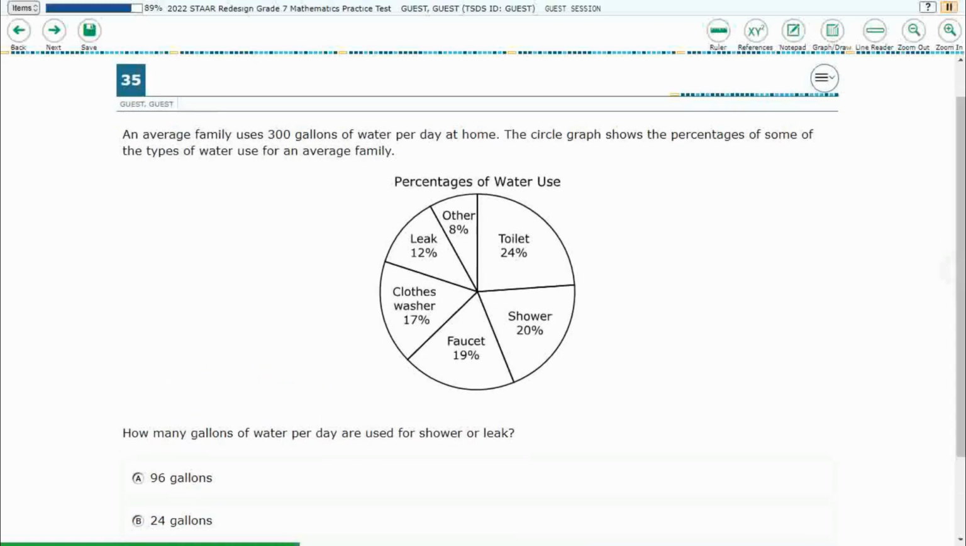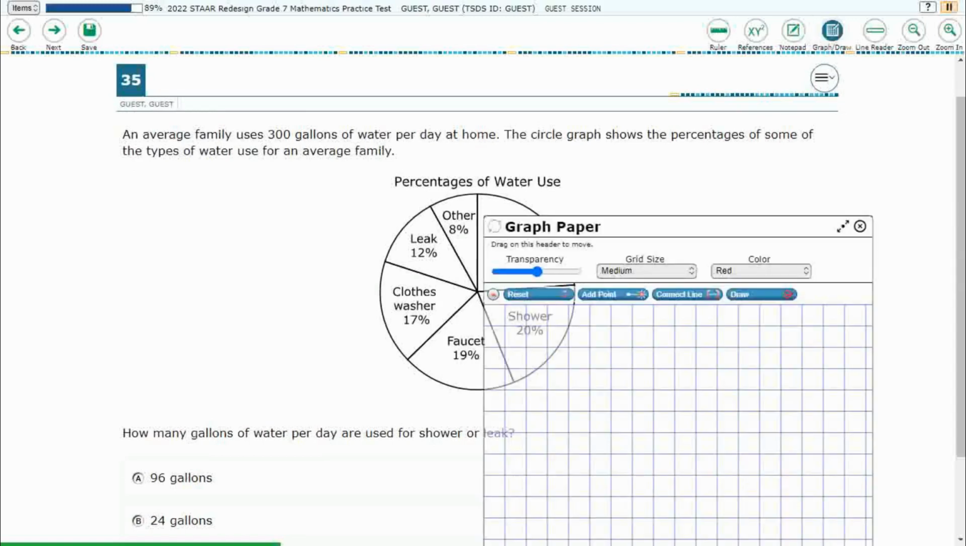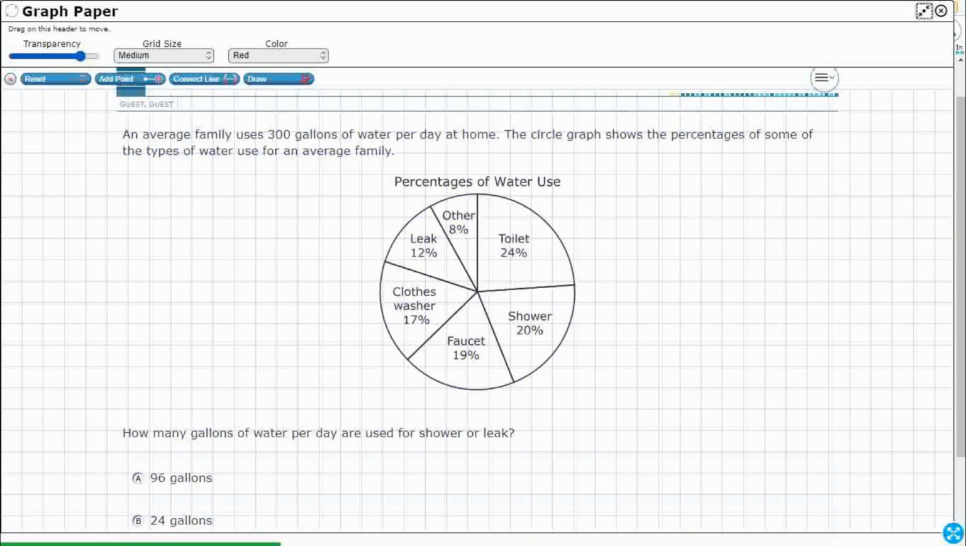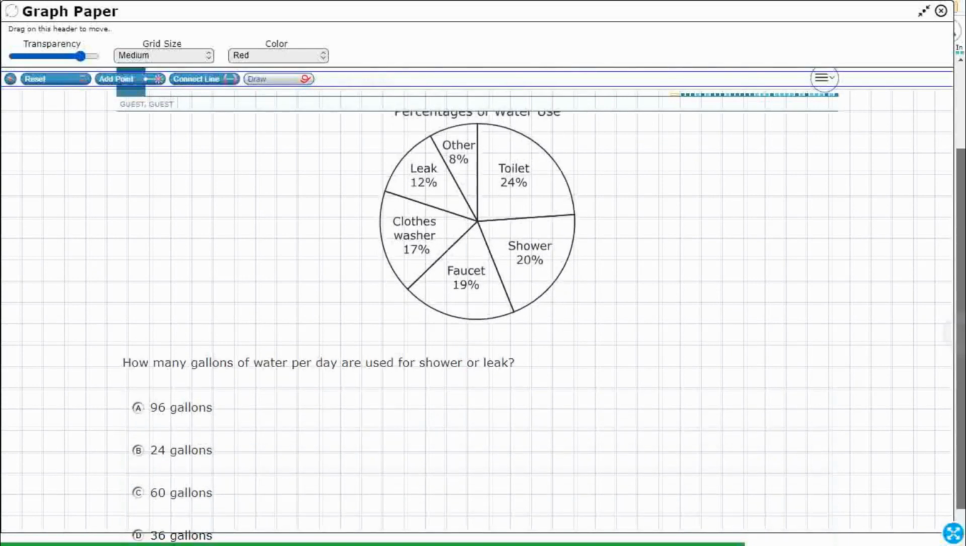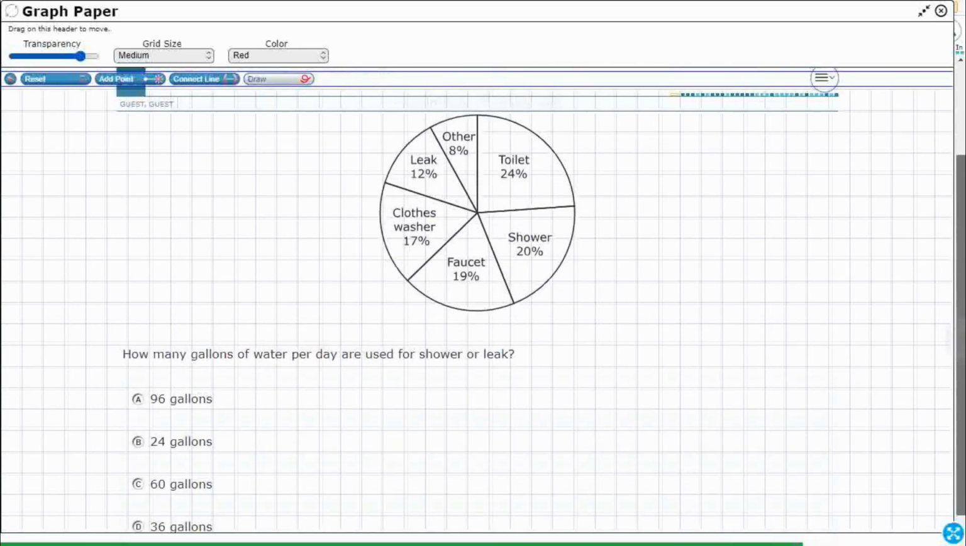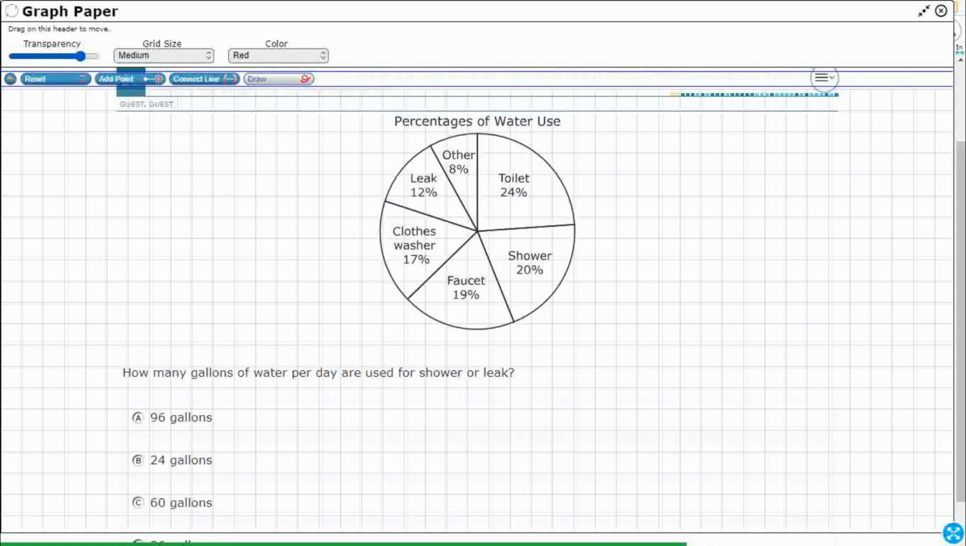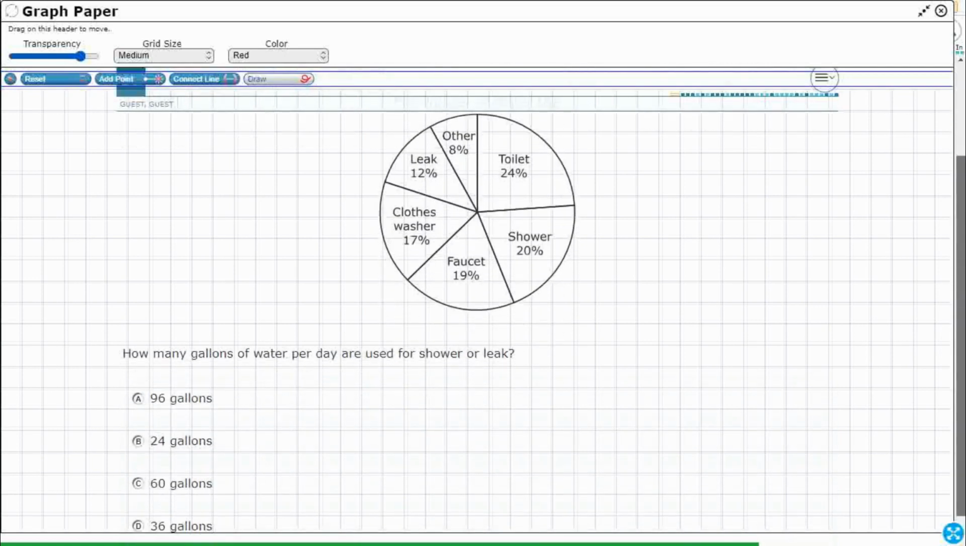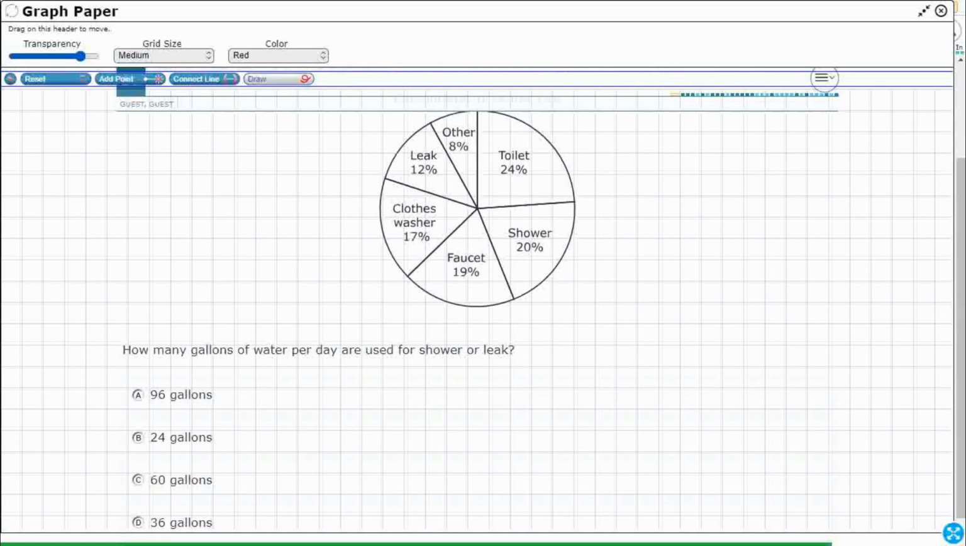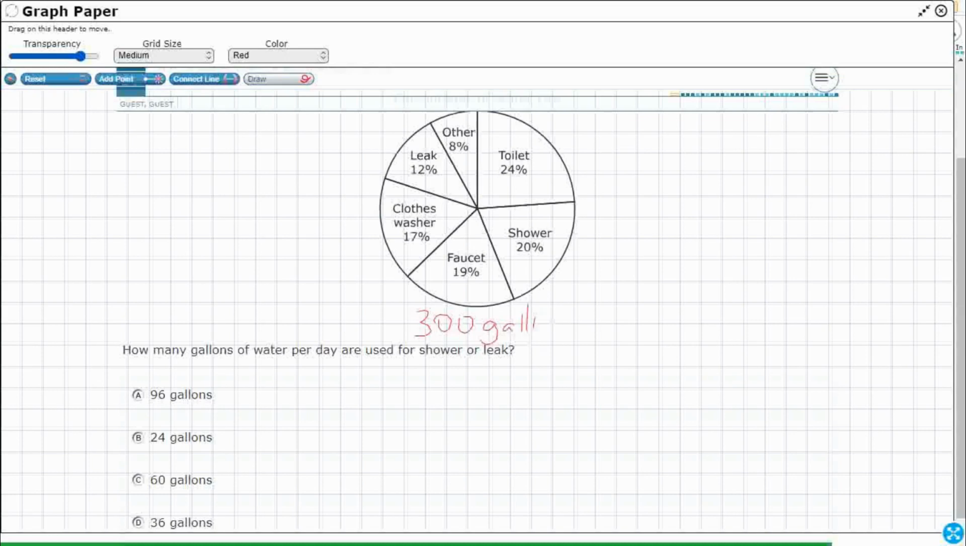So we have an average family uses 300 gallons of water a day. That's a lot. And so we have some percentages in a graph here. Let's open up our graph draw feature so we can use that information. We need to find how many gallons of water per day are used for shower or leak. All right, so we have this total of 300 gallons. So I'm going to write that underneath here because we're having to scroll here. So the total is 300 gallons. And we're looking for shower or leak.